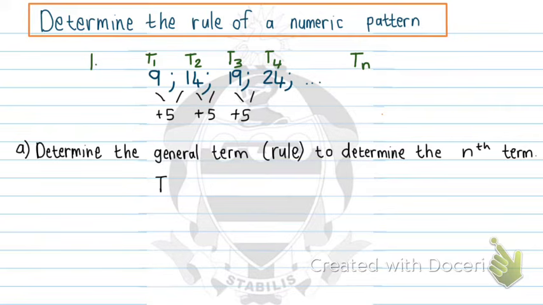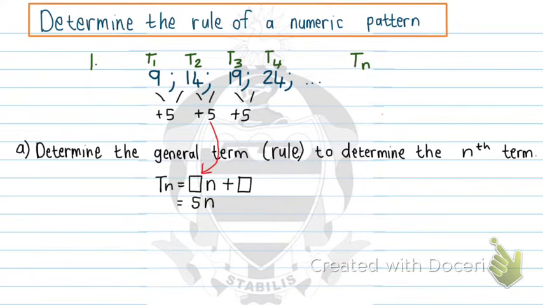If you see something about the general term, the rule, or the nth term, it means that I have to determine a rule for Tn. I say Tn is equal to something n plus something. That is the format in which I will determine the rule. In the place of the first block, I put the constant difference, which in this case is 5.